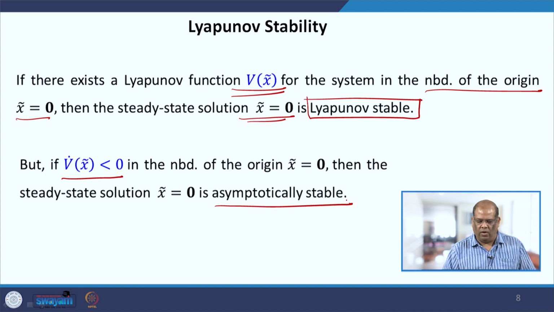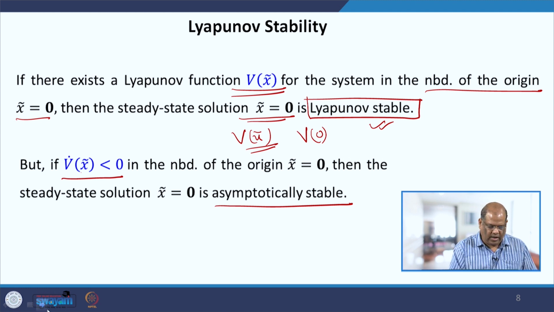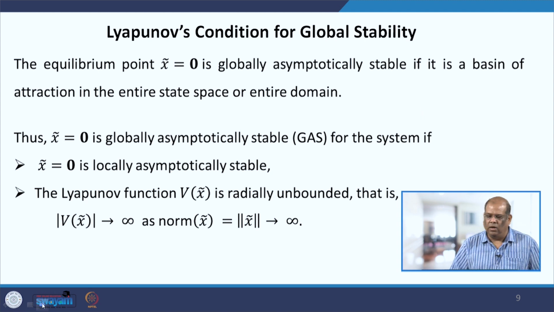So, we just have to check whether a V(x) exists, this function has to be positive definite, V(0) has to be 0 and the derivative has to be negative semi-definite. If it is semi-definite, it is Lyapunov stable; if it is negative definite, it is asymptotically stable. So, this is the result for Lyapunov stability. Let us check with examples.